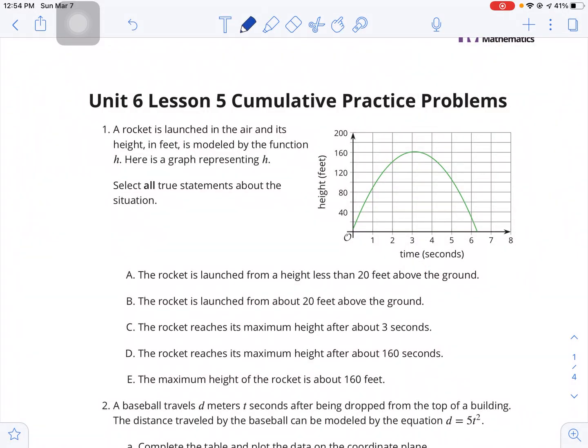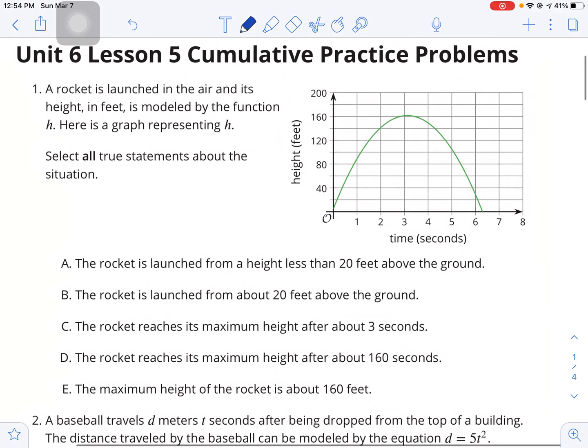All right, here are the solutions to week 6 homework. We did lessons 5 and 6 in unit 6 this week, so a lot of sixes.